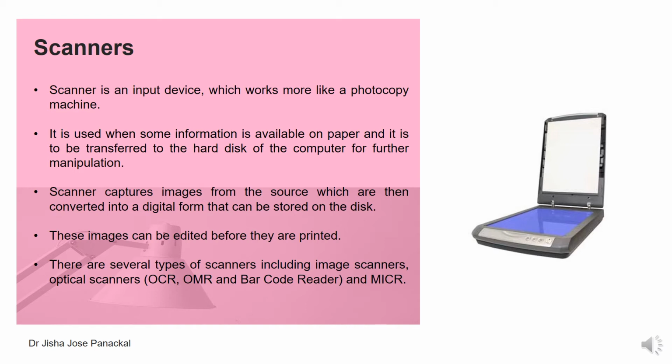A scanner captures images from the source, which are then converted into a digital form that can be stored on the disk. These images can be edited before they are printed. There are several types of scanners, including image scanners, optical scanners like OCR, OMR, barcode reader, etc., and the MICR. We will see what these types of scanners are.